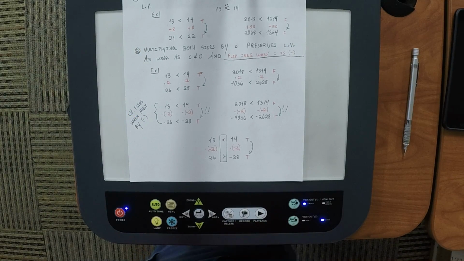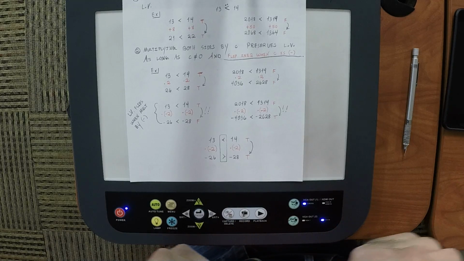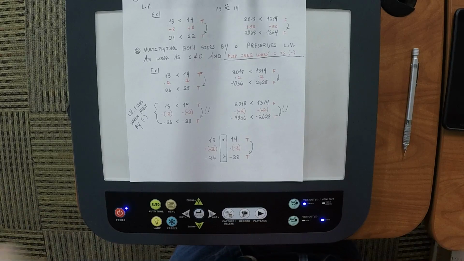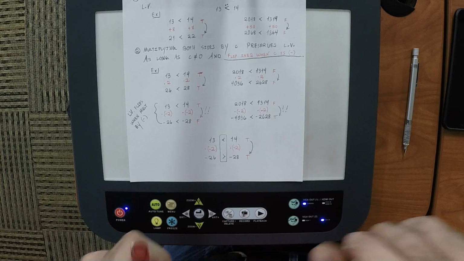So in a sense, what I want you to observe is that when you're multiplying both sides by C, when C is positive, it works just like equations. When C is negative, you can still do it, but you've got to flip the direction of the inequality.